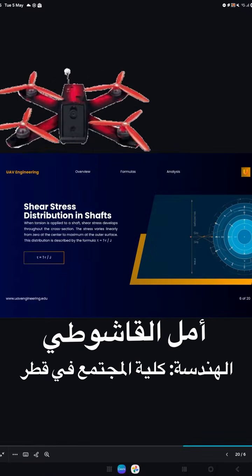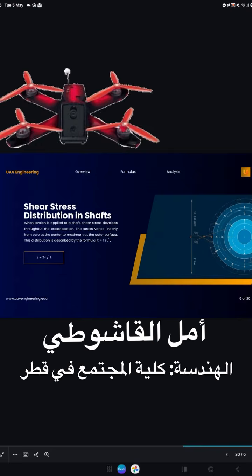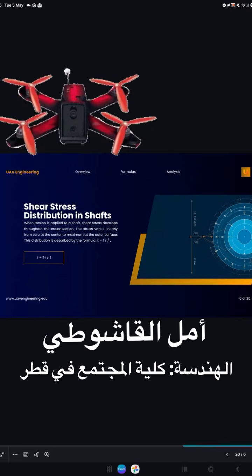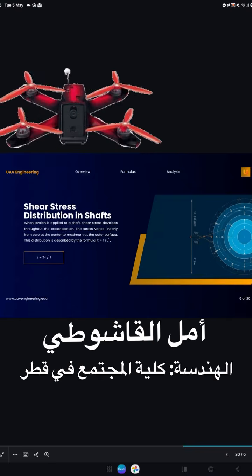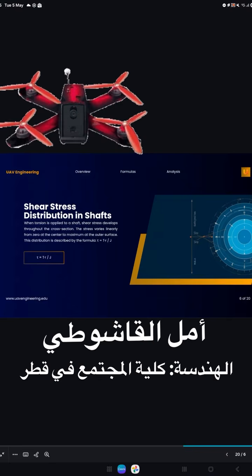Shear stress distribution in the shaft. When torsion is applied to a shaft, shear stress develops throughout the cross-section. The stress varies linearly from zero at the center to maximum at the outer surface. This distribution is described by the formula tau equals T multiplied by R over J.